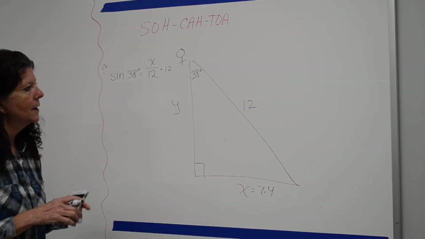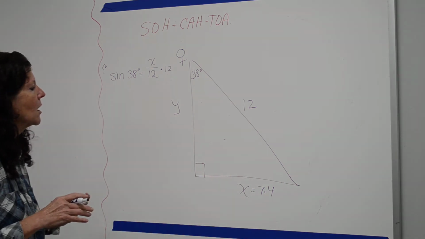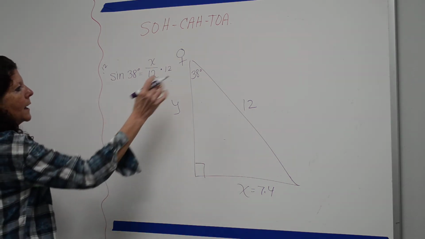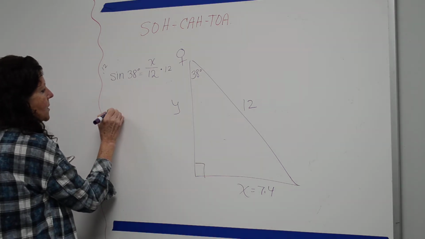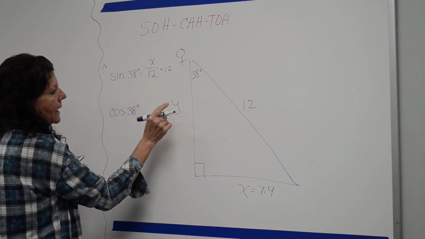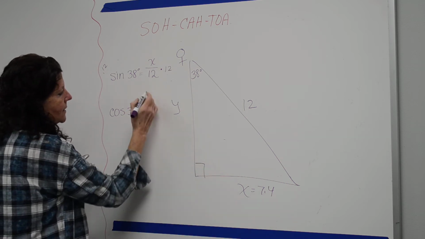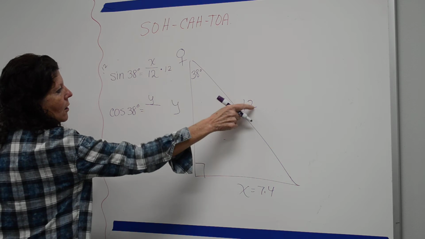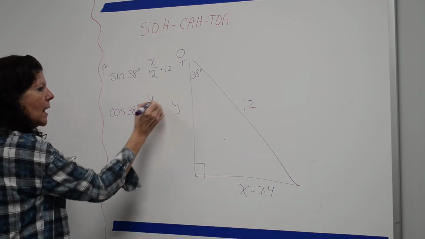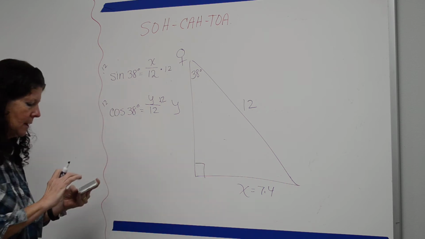Now, the truth of the matter is, at this point, you could use Pythagorean theorem if you wanted to use it to solve for the y. Or I can go, well, if I use cosine of 38 degrees, that's going to be my adjacent, which is y, over hypotenuse, which is 12. So this time, I'm going to use the cosine button.